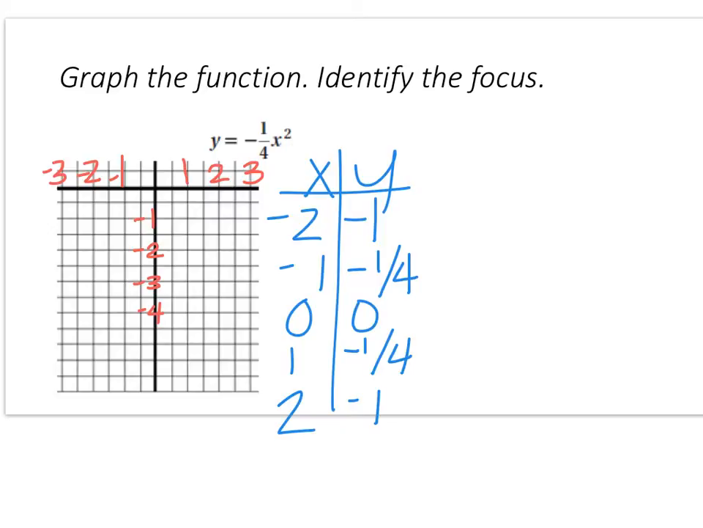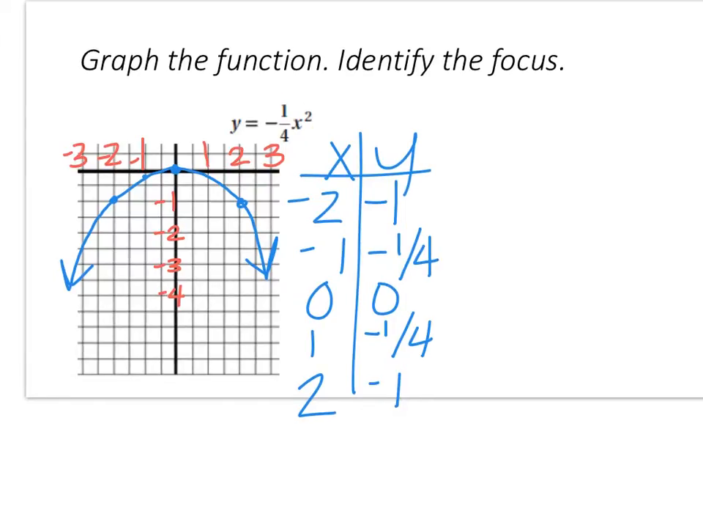Now we're going to start graphing them. I go to -2, -1. I go to -1, -1/4. I go to 0, and then I go the other direction. Okay, so I have my graph done. Now it's time to identify the focus.